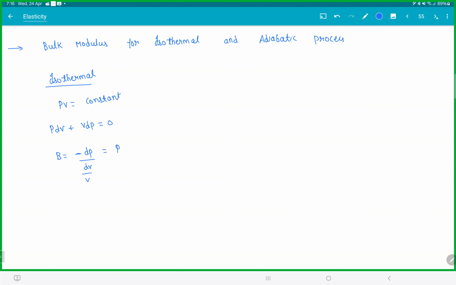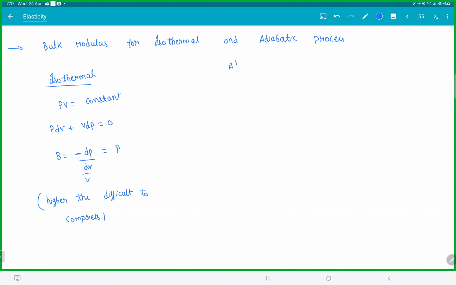What is the meaning of this? This tells you higher the pressure, more difficult to compress the gas. The meaning of bulk modulus is it tells you how difficult it is to compress, and we are getting bulk modulus is equal to P. So if there's a gas at 1 atm and a gas at 10 atm, the 10 atm one is more difficult to compress. So bulk modulus in an isothermal process is the pressure only.